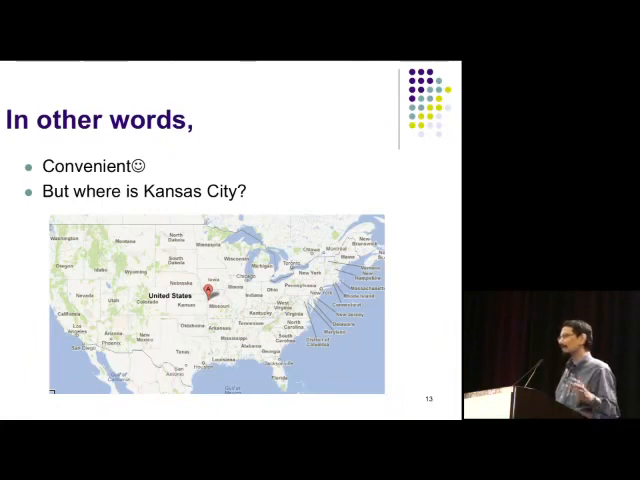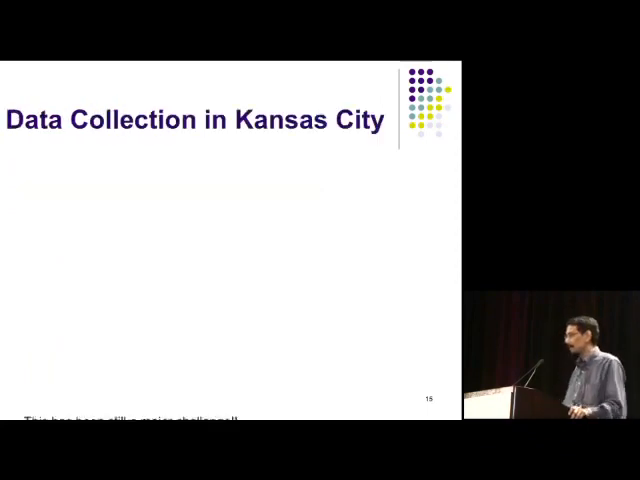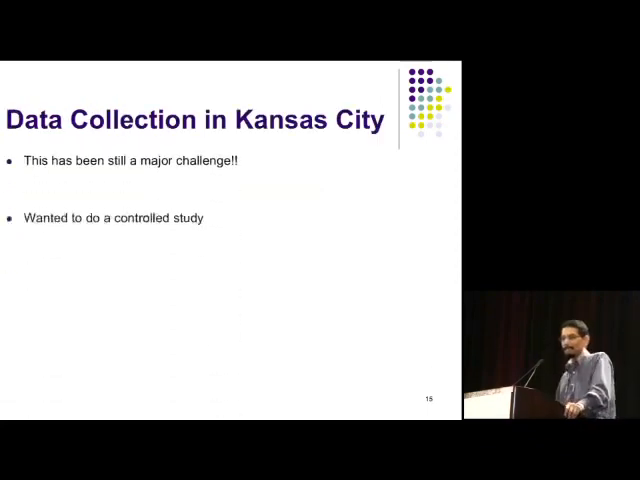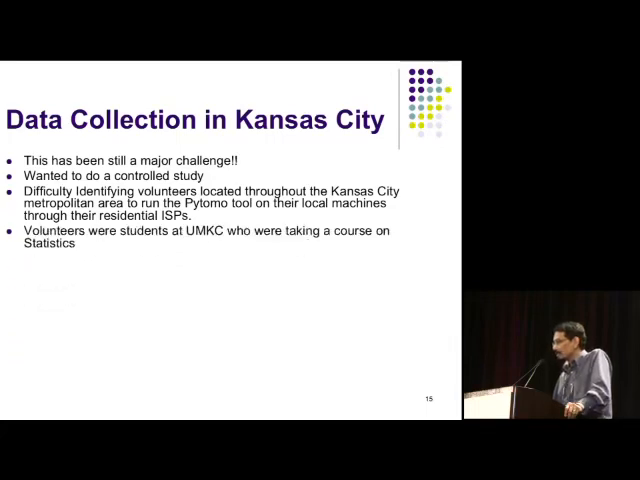The other obvious advantage of Kansas City is that it's quite central to the country. So if the YouTube servers are located in different places, we get a sense of how it is. The second important thing is that, as you know, most of the fiber goes through Kansas City because of the railroad history. So we talked about the challenge part. I'm going to skip a couple of things, but we wanted to do a controlled study, and we got the students to do it.